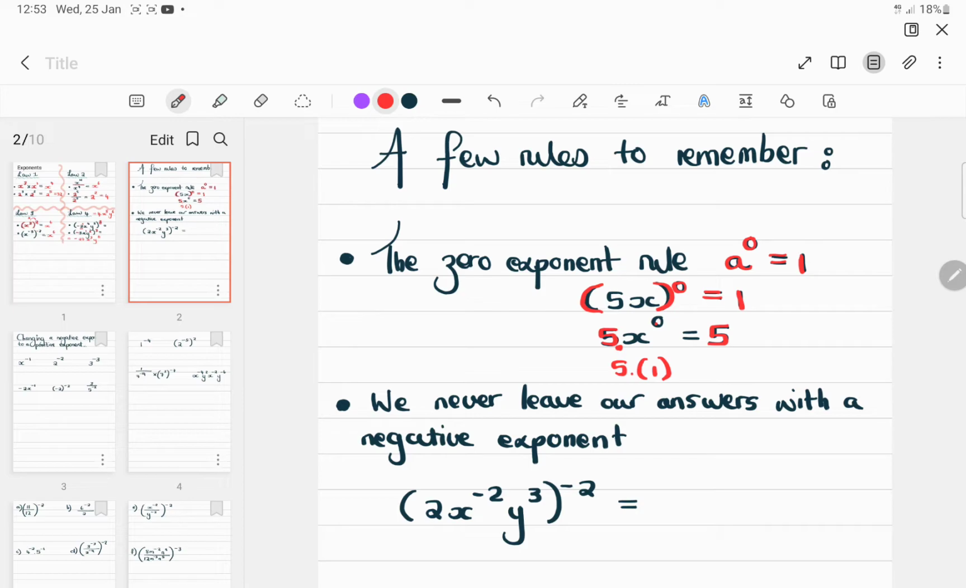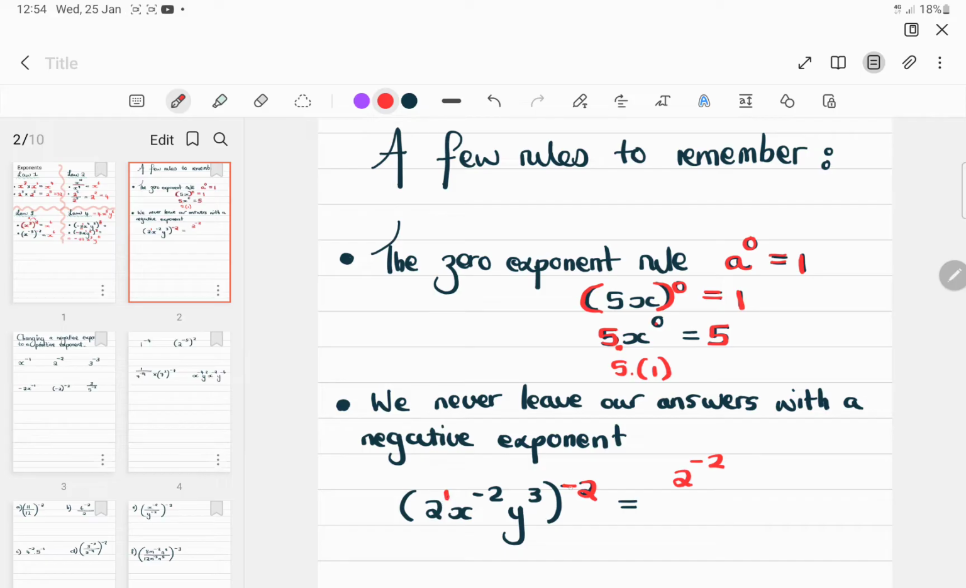Okay, and then again, we never, ever, ever leave our answers with a negative exponent. So if we're going to do this over here, we're going to get 2 to the power negative 2, because there's a 1 over there. The rule that we're applying is law number 3 and 4, where we say everything inside that bracket is raised to the power negative 2. So don't be afraid of that negative 2. Don't be stressed. We're just going to follow our rule.